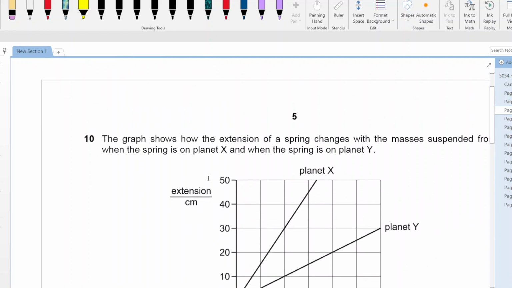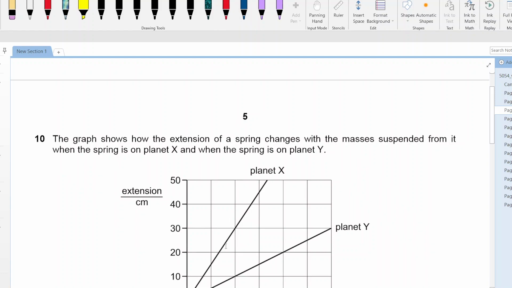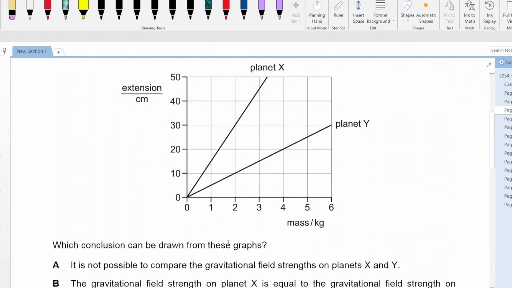Now I am at question 10. The graph shows how the extension of a spring changes with masses suspended from it when the spring is on planet X and when the spring is on planet Y. We know from Hooke's law the extension is proportional to the force, or force is proportional to the extension, provided that the force has not crossed the limit of proportionality or Hooke's limit. Well, I consider this point.